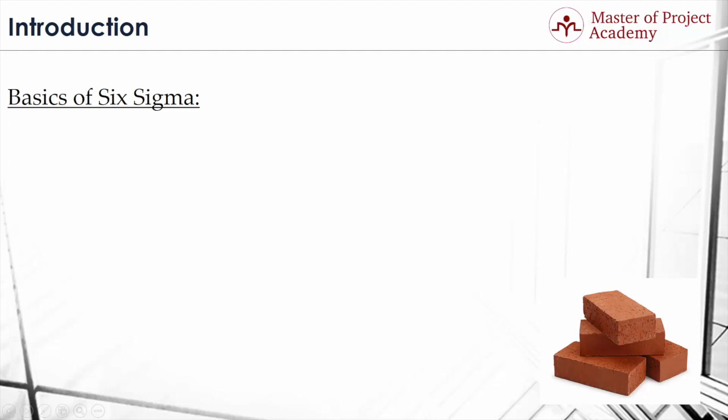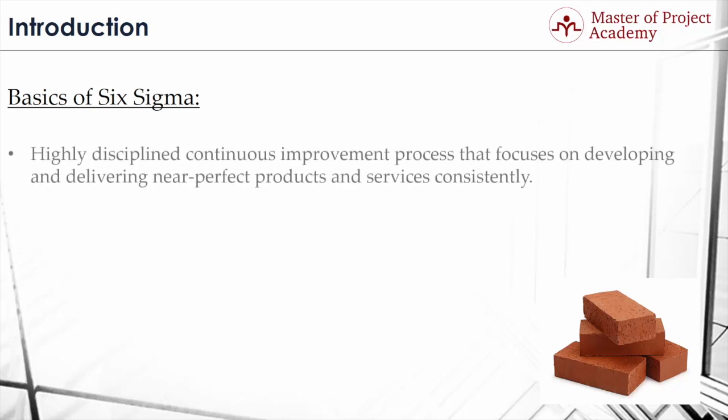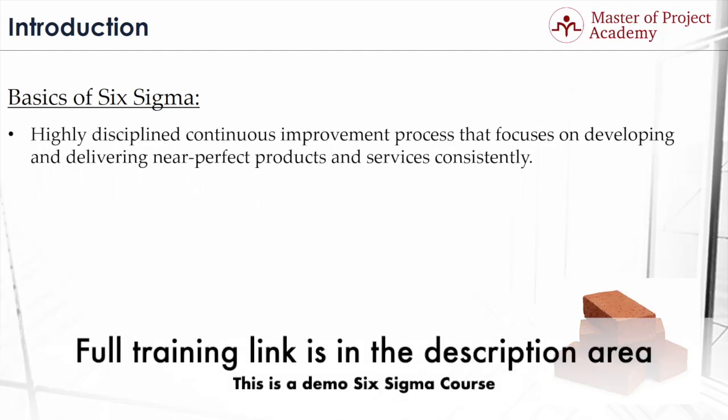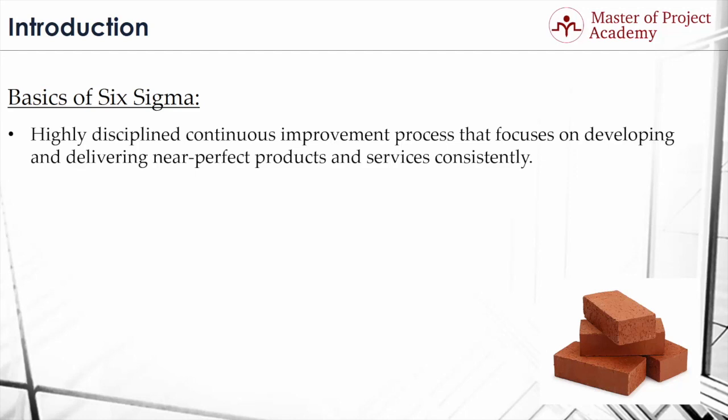The basics of Six Sigma. This theory would help you build the foundation of Six Sigma in terms of gaining basic knowledge about the concept. Six Sigma is a highly disciplined process that focuses on developing and delivering near-perfect products and services consistently. It is a statistical concept that measures a process in terms of defects. The term sigma is used to designate the distribution about the average of any process. In statistics, sigma is the symbol to depict population standard deviation.